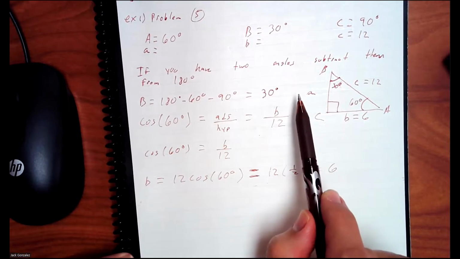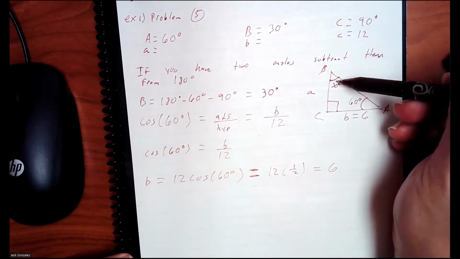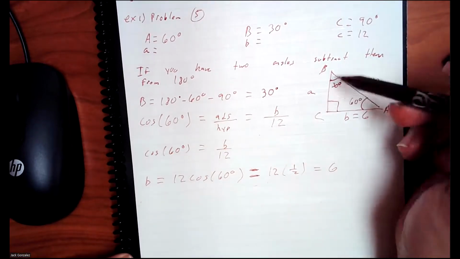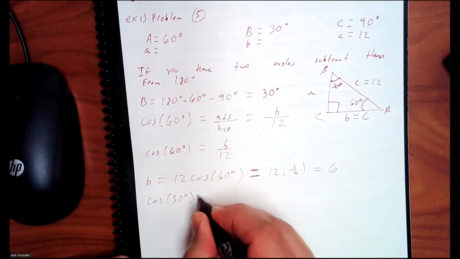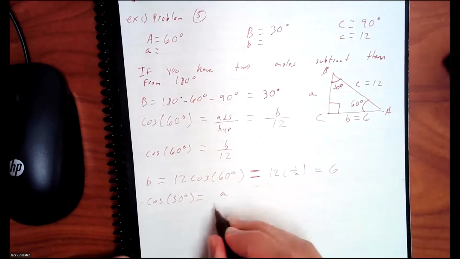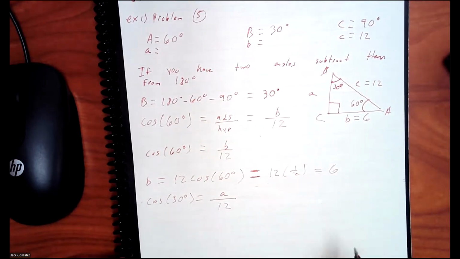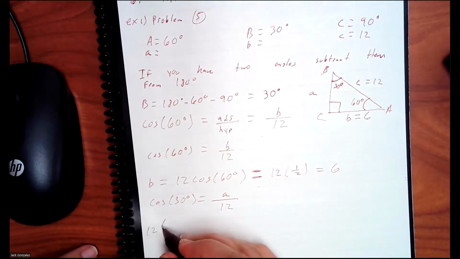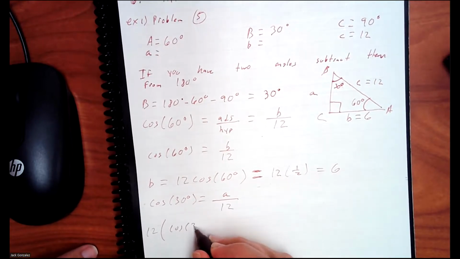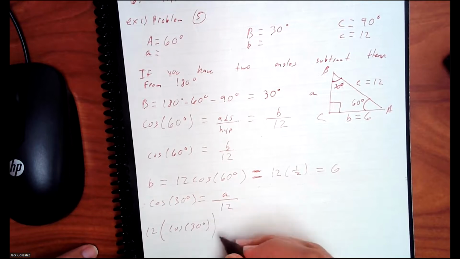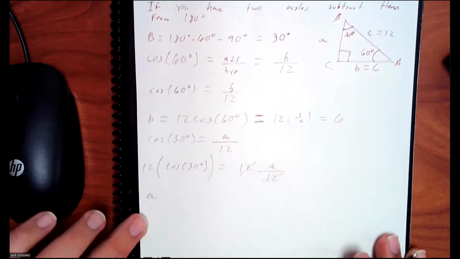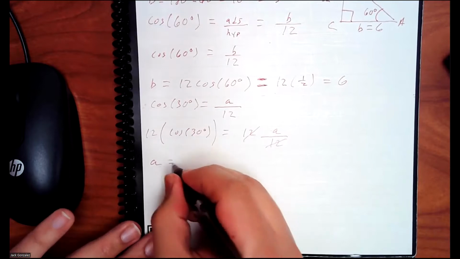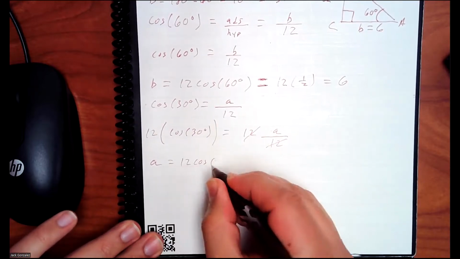So doing it again, I could do cosine of 30 and use this as my adjacent side. So do the same thing. Cosine of 30 is equal to A, adjacent over hypotenuse. But this time I'll go ahead and show it. Multiply both sides by 12. So that cancels this. So that means that A has to be 12 cosine 30.